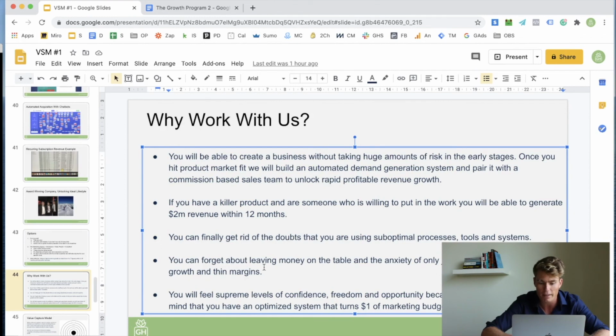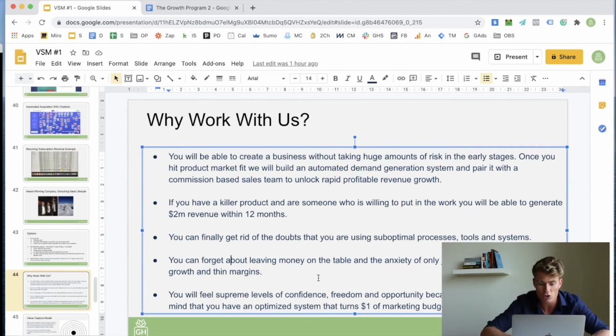You can forget about leaving money on the table and the anxiety of only just making payroll due to slow growth and thin margins. So if your business is out there at the moment and you're struggling or you're not getting the growth that you need or you're struggling to make payroll, then this course is for you, okay? This course is for people who want to change their business situation significantly over the next few months.